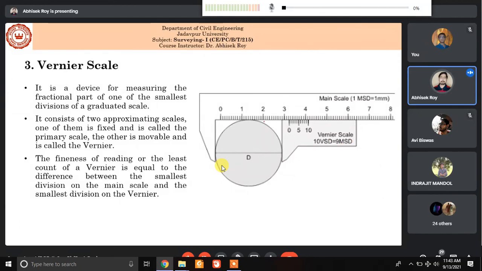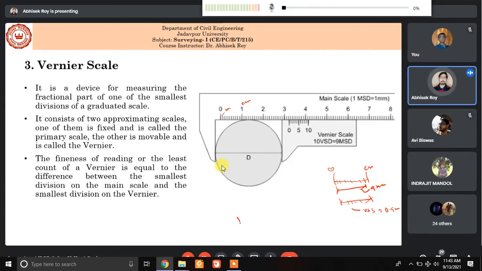That means suppose in the main scale, the smallest reading is 1 millimeter. This is representing 1 centimeter, so the smallest reading is 1 millimeter. Now if you go from 0 to 1 centimeter, there are 9 small divisions. Up to 9 divisions, it is representing a length of 9 millimeter. And in the vernier scale, suppose there are 10 divisions, that means one vernier division is basically representing 0.9 millimeter.